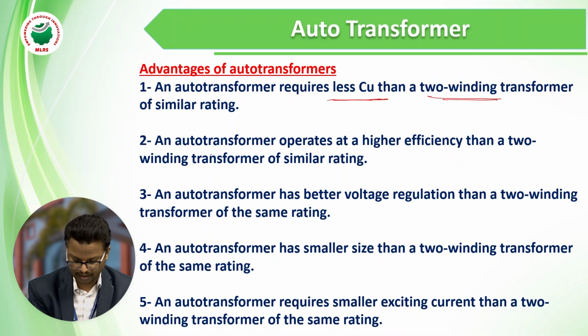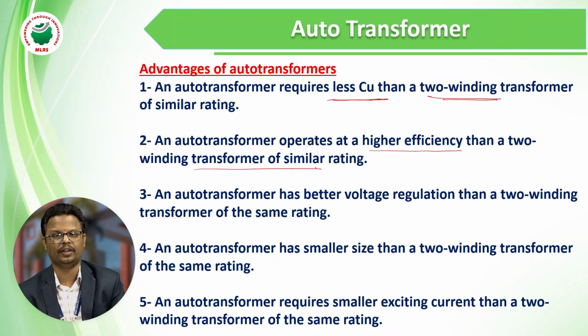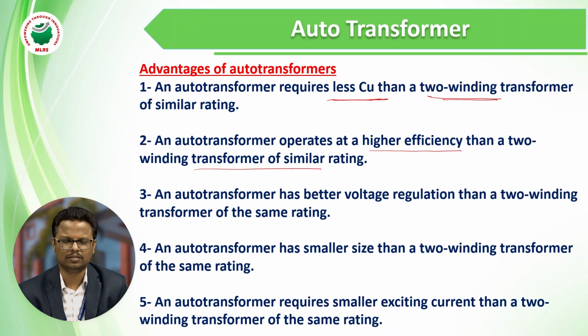The second point is that an auto transformer operates at higher efficiency than a two winding transformer of similar rating. When the copper winding is reduced, the copper losses will be reduced. We know in a transformer we have only two losses: one is iron losses, and the other is copper losses. The iron losses remain constant, while the copper losses are variable. The copper losses increase with respect to the load. So if you save the copper, the copper losses will be reduced. If the copper losses reduce, then the efficiency of the transformer also increases. Okay, so that is the meaning.